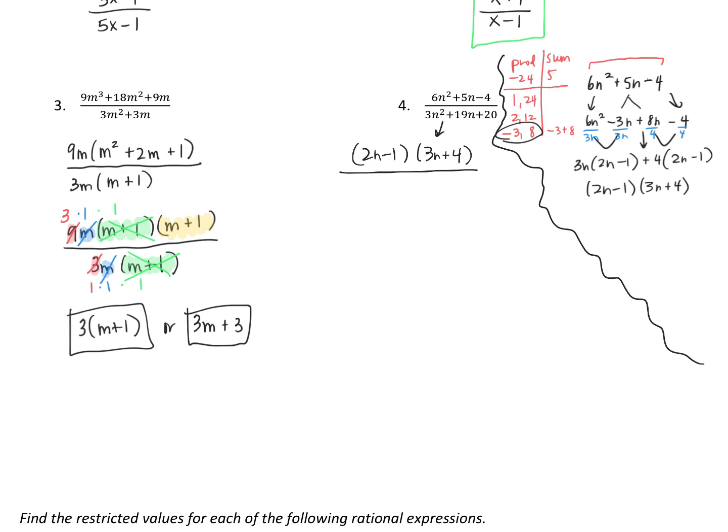All right, so the next one I need to factor is the 3n squared plus 19n plus 20. So I'm going to have to do the same technique here. So it multiplies to get 60 and adds to get 19.